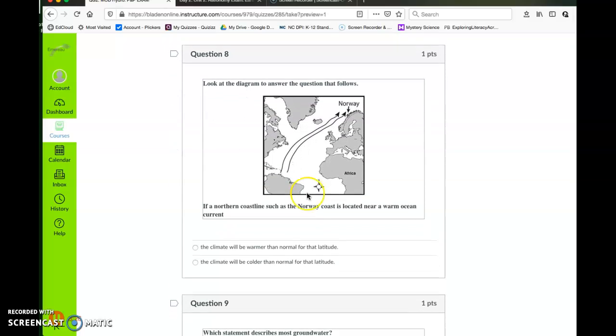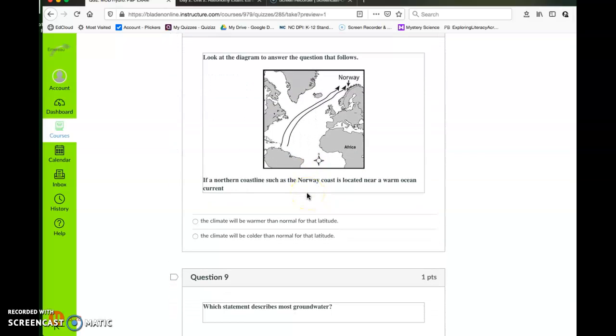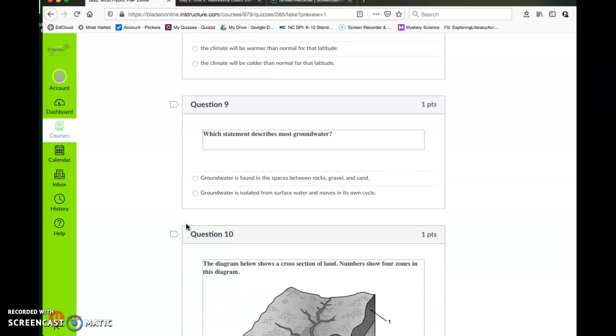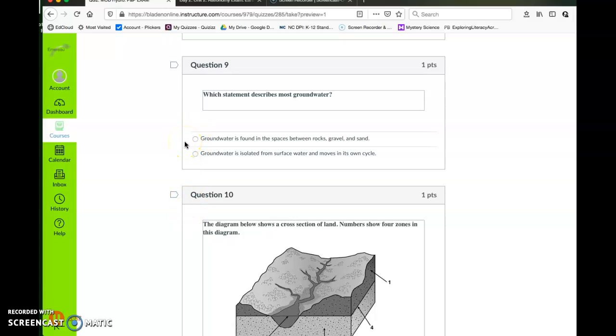Question number 8. Look at the diagram to answer the question that follows. If a northern coastline such as the Norway coast is located near a warm water current, A, the climate will become warmer than normal for the latitude, or B, the climate will become colder than normal for the latitude. Question number 9. What statement describes most groundwater? A, groundwater is found in the space between rocks, gravel, and sand, or B, groundwater is isolated from surface water and moves in its own cycle.